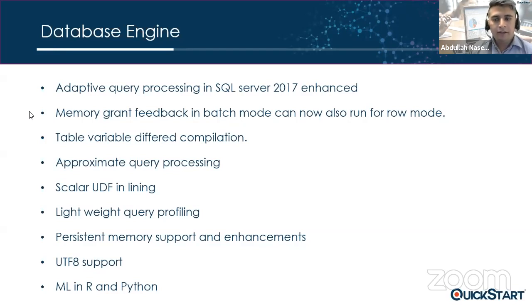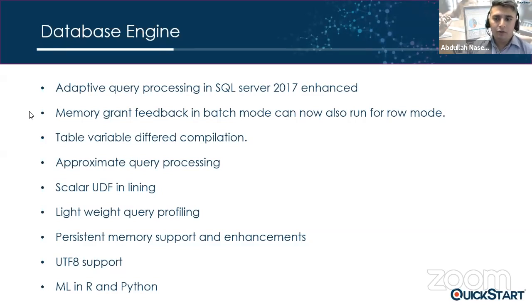So if I run the query the first time, it gave it 100 megabytes. The next time it would still give it 100 megabytes, and the next time it would still, and would always give it 100 megabytes. It would never learn its lesson. Now in SQL 2019, it does learn its lesson because it's adaptive.